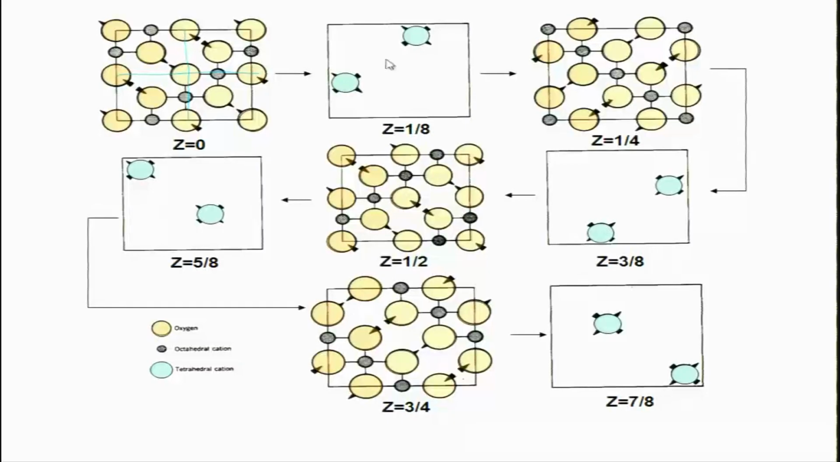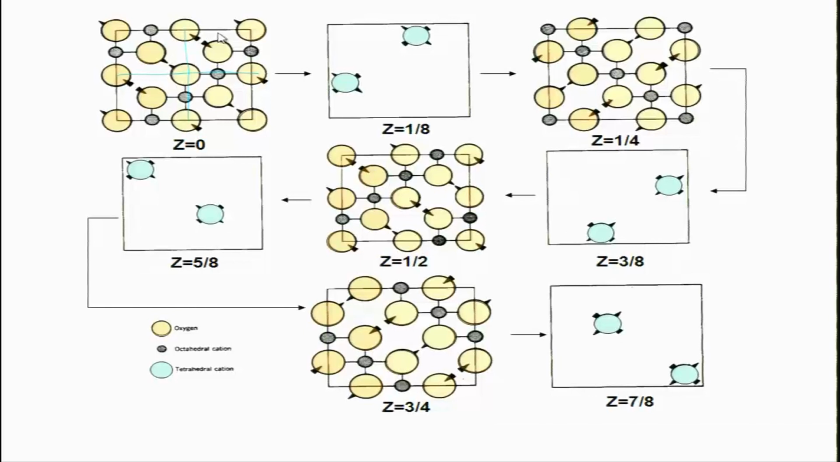Then you come to Z is equal to 3 by 8, okay, which is again the tetrahedral plane of the bottom half of the FCC unit cell. So again, you have filled the first layer of tetrahedral site here, now you fill the tetrahedral site here. And then again, you go to Z is equal to half. When you go to Z is equal to half, you come at a position which is same as Z is equal to 0, because it is the top surface of the bottom FCC unit cell. So the oxygen atoms are arranged in same fashion, however, the octahedral sites are now filled in different manner.